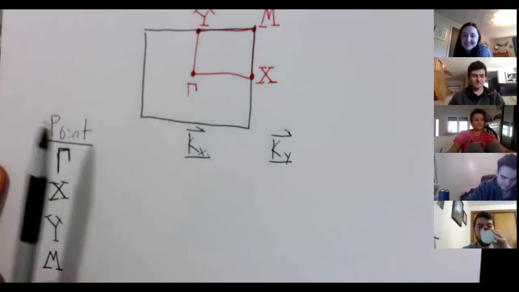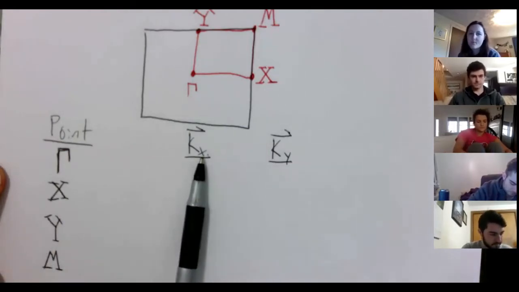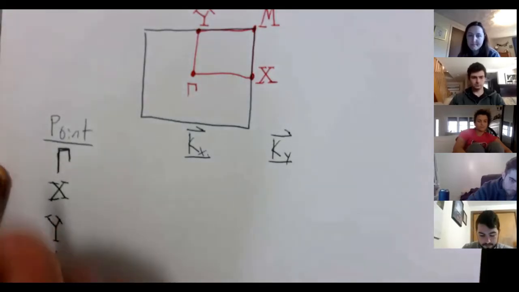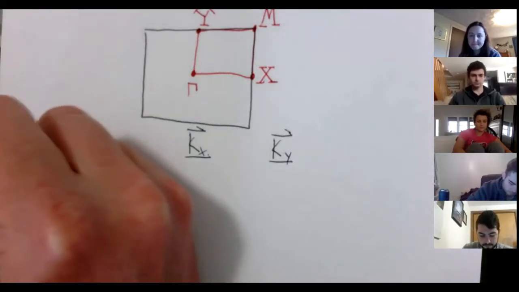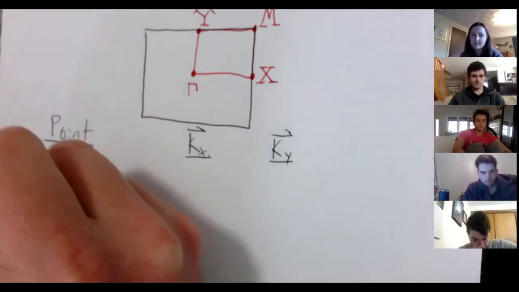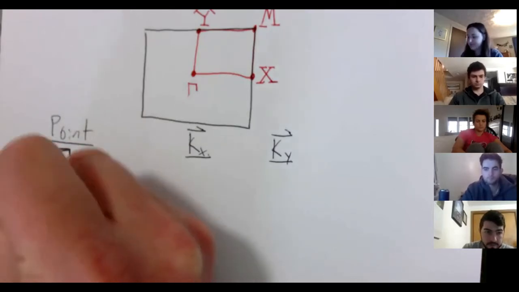All right, so we got these points. We have to keep track of what's happening with the K vectors at each of those points. This one right here, the gamma point, is known as the zone center because it's at the center. These other ones are zone edges.